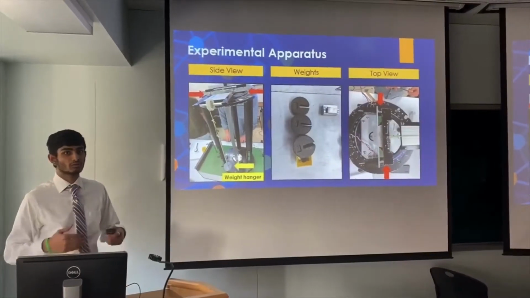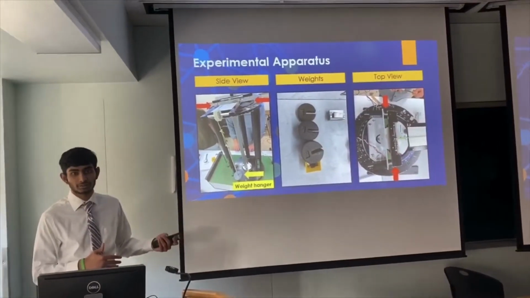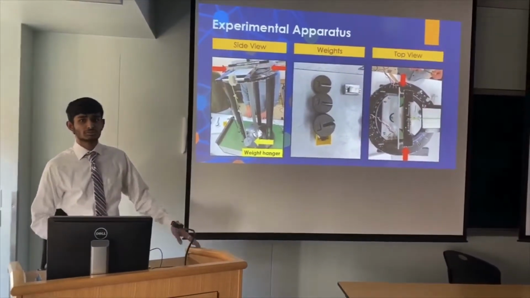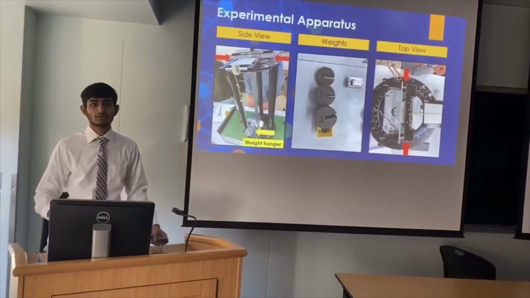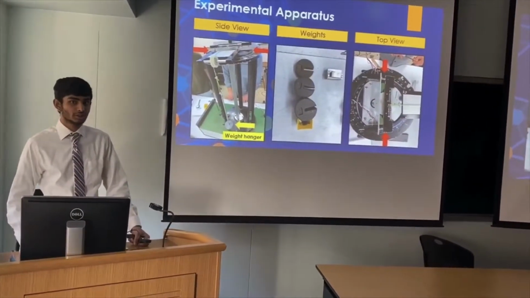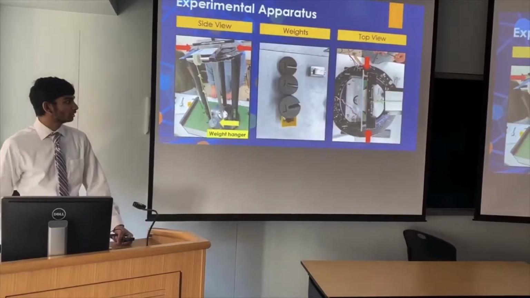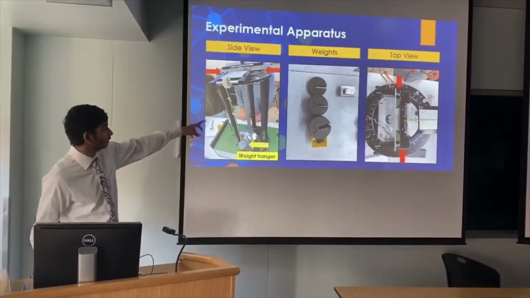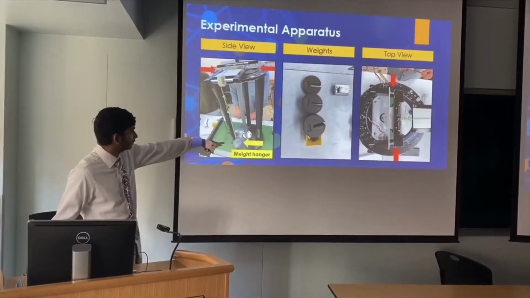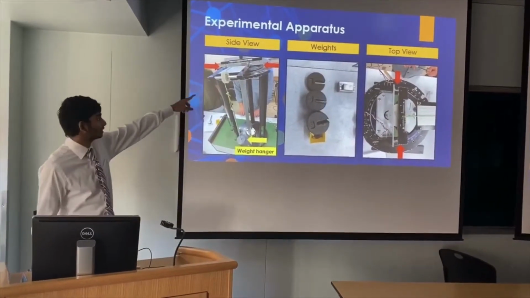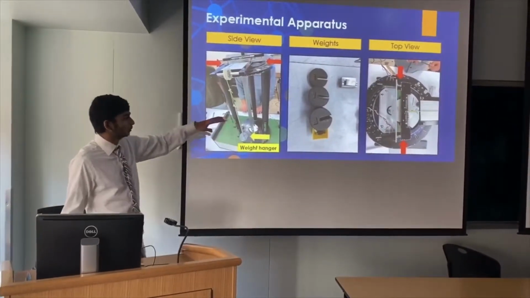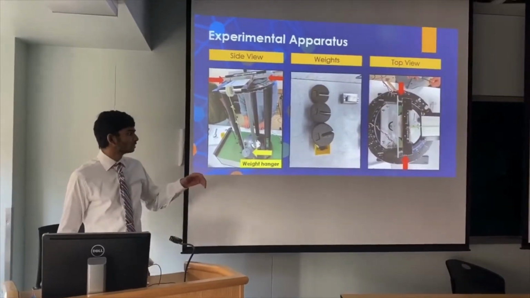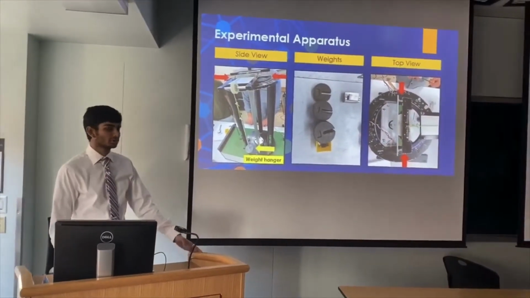Let's talk about how we use this experimental apparatus and why we use it. This apparatus allows us to generate twist in the beam, and it generates twist by applying the load at the weight hanger, as we can see on the side view. The load in this experiment will stay constant. We use 8 pounds for this experiment.